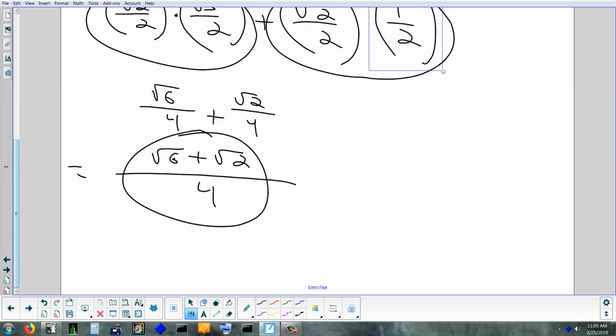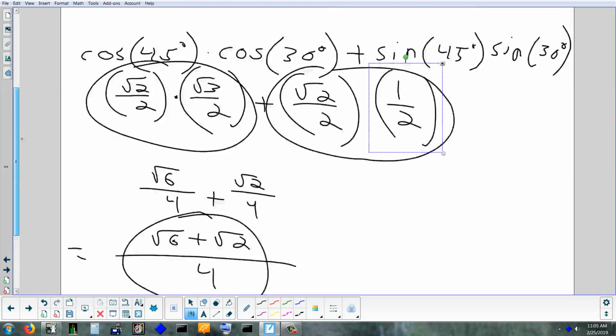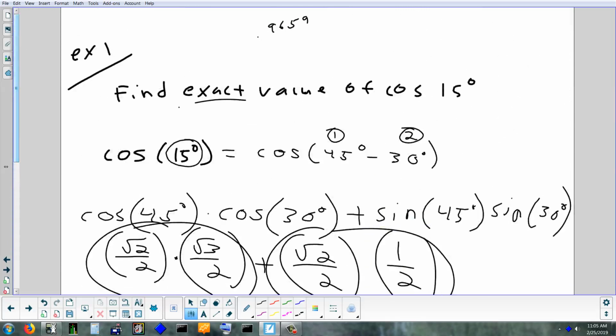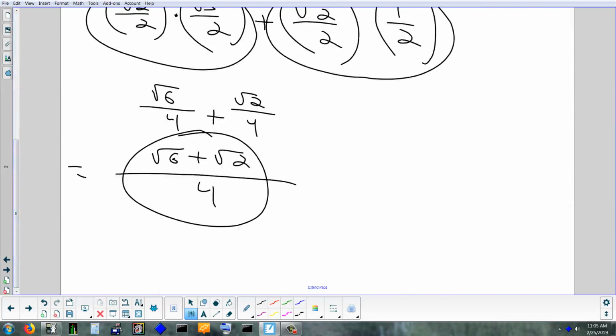Okay, let's see if square root of 6 plus square root of 2 over 4 comes out to 0.9659. Because I typed this in to start with, and that's what I got. But that's a decimal. That's exact. And that's all you can do. Questions on how we got that?